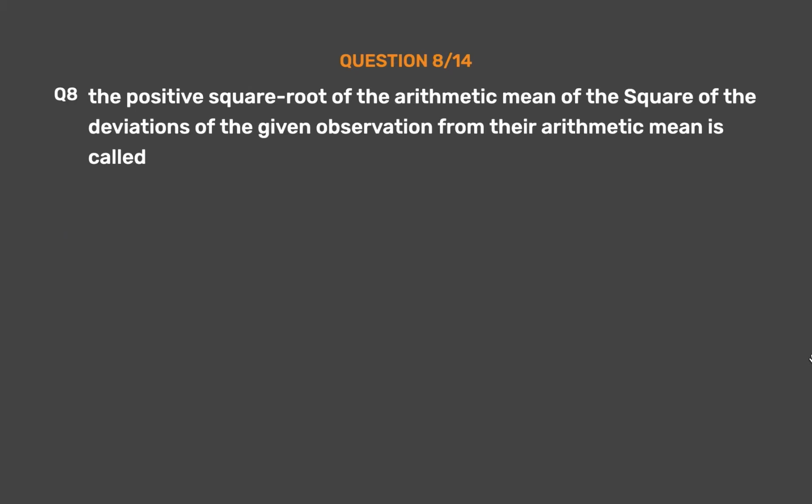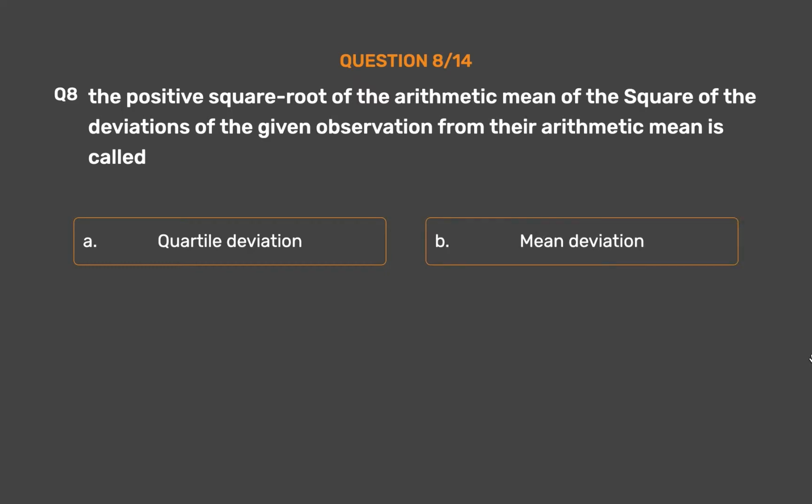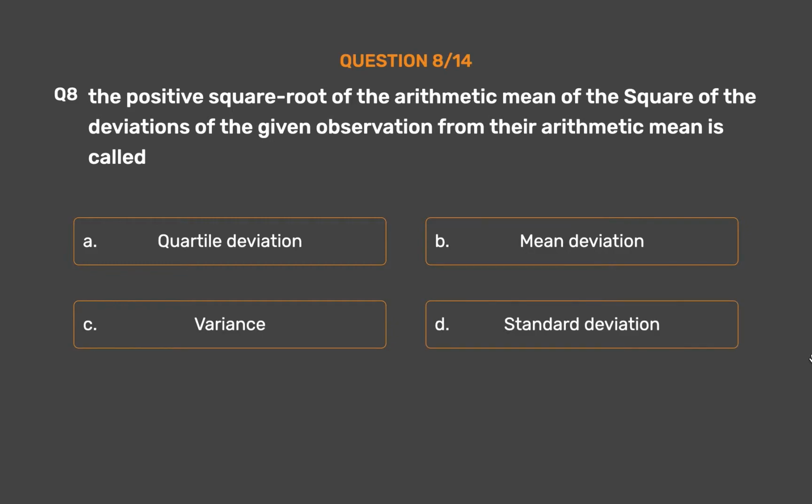Question number 8. The positive square root of the arithmetic mean of the square of the deviations of the given observation from their arithmetic mean is called. Option A. Quartile deviation. Option B. Mean deviation. Option C. Variance. Option D. Standard deviation. The correct answer is option D.